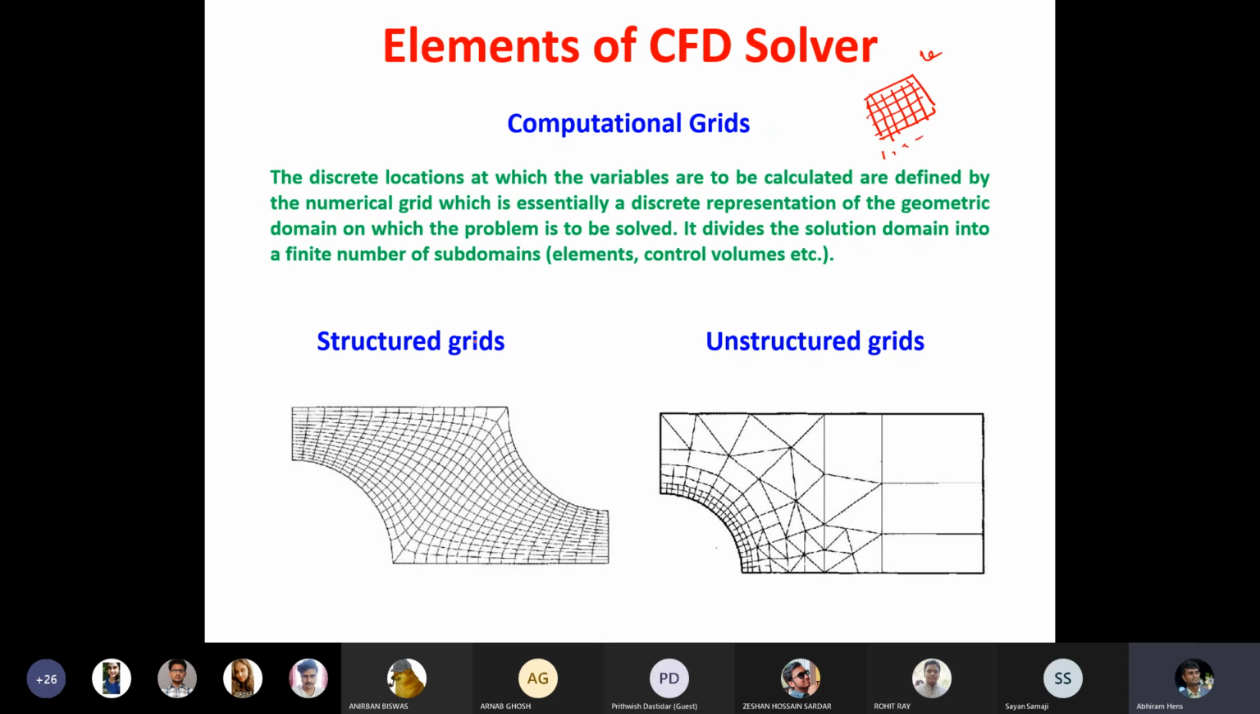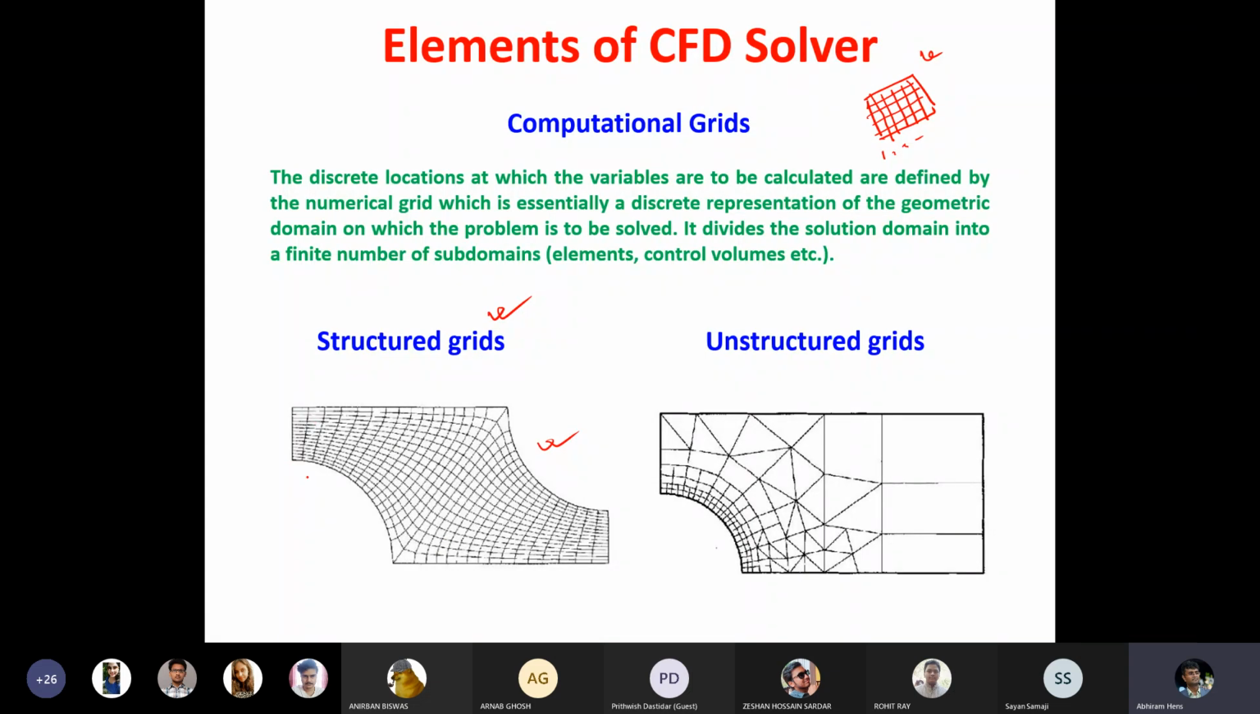So these are called structured grids. As you see, its aspect ratio may change to accommodate the geometry, but you will see that all are basically rectangular in shape. And you can very precisely number them in the form of I, J, etc.